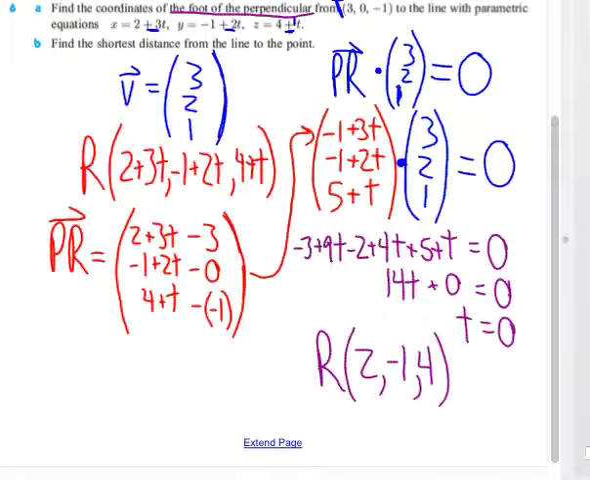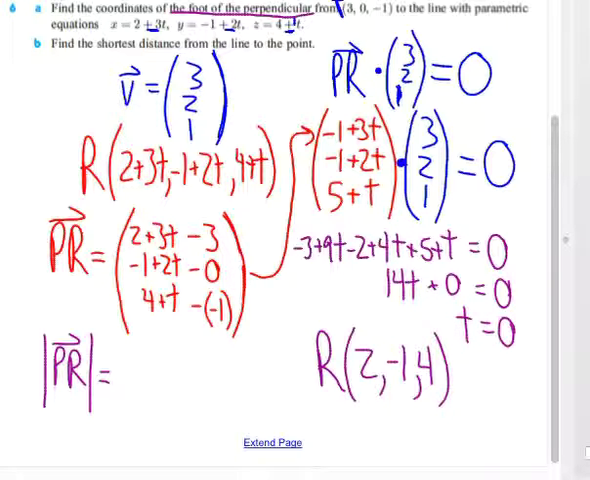Now that we've worked all that out, part B is relatively simple. Find the shortest distance from the line to the point. How are we going to find that actual shortest distance? The magnitude of which vector? R is a point. The velocity. PR, vector PR. So right here, we want the magnitude of vector PR.